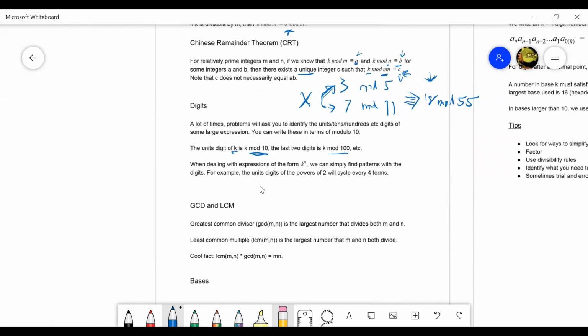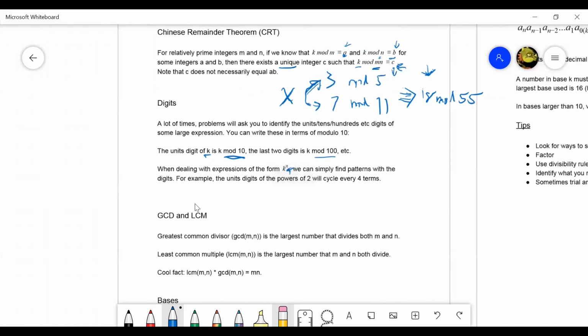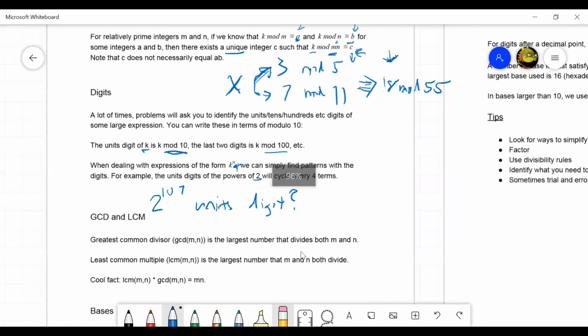And next, when dealing with expressions with large exponents, so some number to the nth power, and you want to find that modulo another number, if the two numbers are relatively prime, you can just find a pattern in a sense. A great example is 2. If we have 2 to the 107, what is its units digit? It's not realistic to just calculate 2 to the 107. But what you can do is just find a pattern.